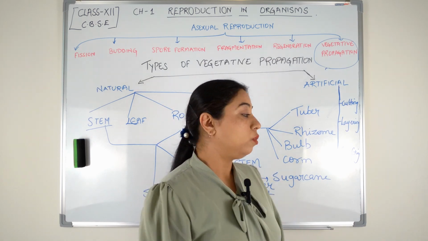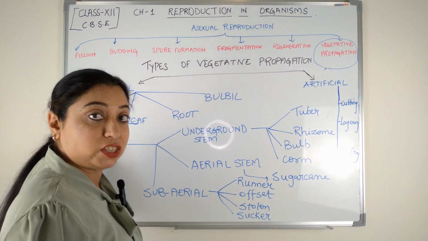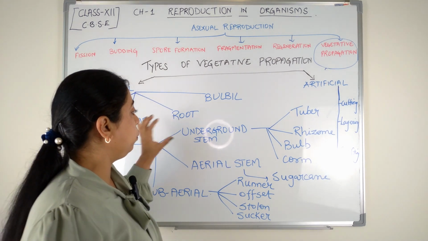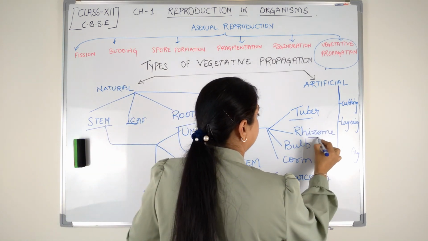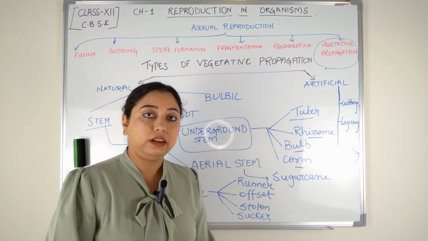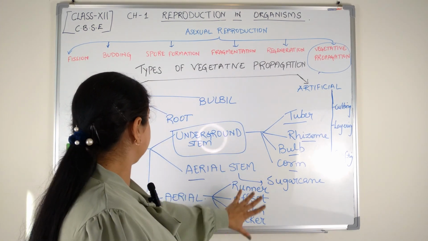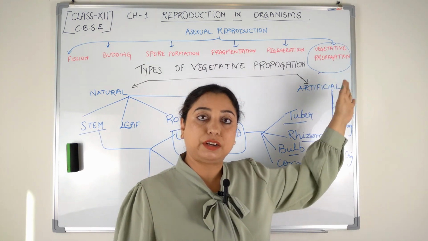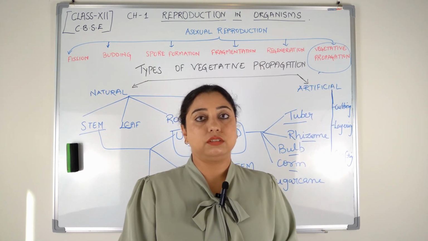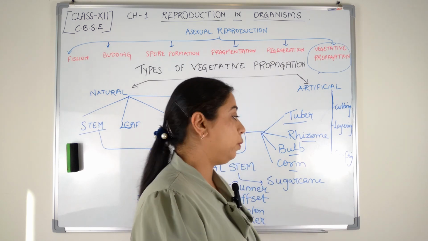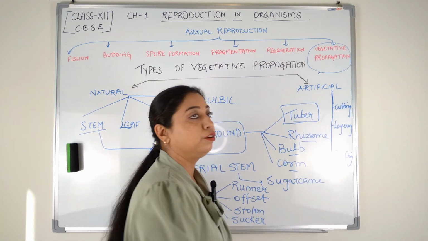Clear? So in today's video I will be taking the stem vegetative propagule and I will be explaining only the underground stem examples, these 4 examples. Alright? And I will be taking up aerial stem, subaerial stem, all these examples, leaf, root, bulbil and artificial vegetative propagation in my upcoming videos. Right? So let's start with the underground stem. The first example, that is tuber.